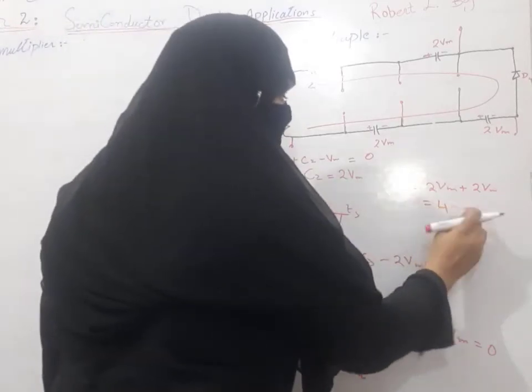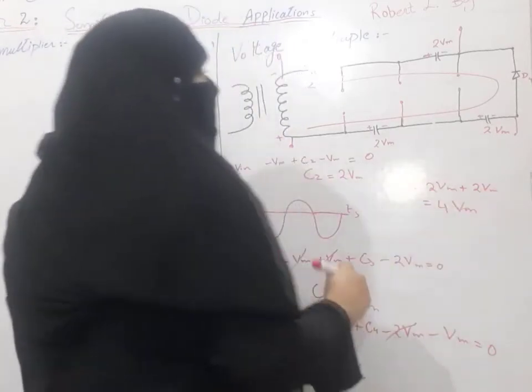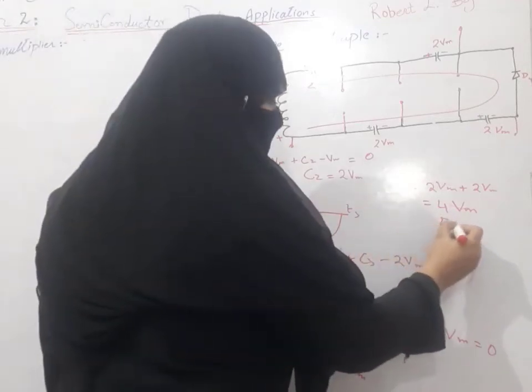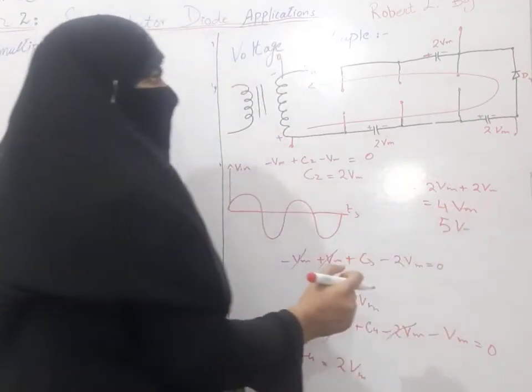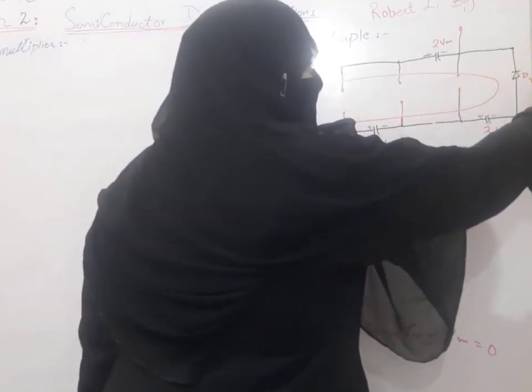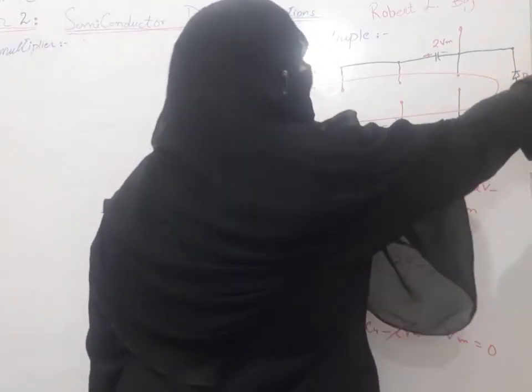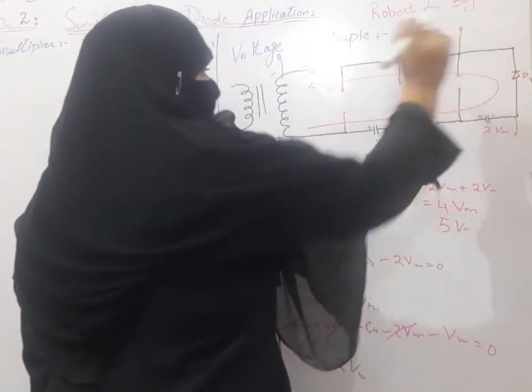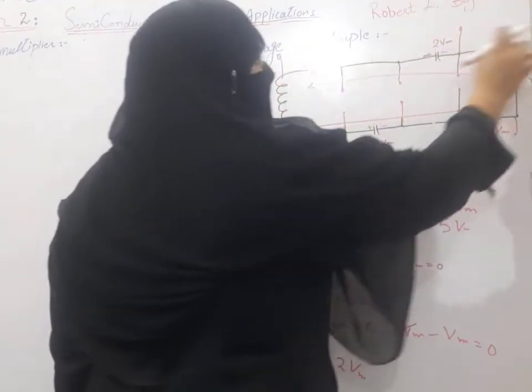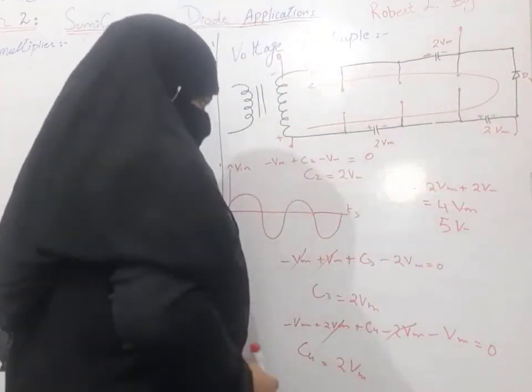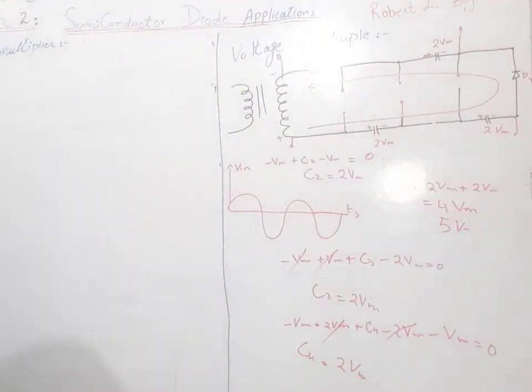Similarly, we can get the circuit with 5Vm. To get 5Vm, we have to apply another diode D5 and another capacitor C5, and we have to take our output across this terminal. Now at the end of this lecture, as I said, I will discuss a short difference between the output circuits of clippers, clampers, rectifiers and voltage multiplier circuits.